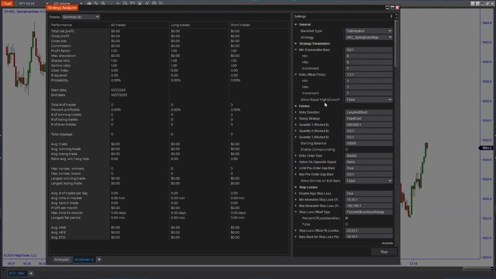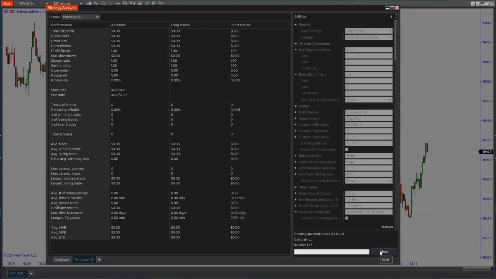So now the first thing that I want to optimize is, I'm going to set this larger, so let's set it to 3. I'm not going to optimize for that yet. The first thing I want to do is just look at consecutive bars. What's the difference? We're going to go 3 to 10. Well, let's just keep it at 8 by ones. And then I'm going to optimize that first. Okay, so I'm going to go in here and let's run it. And then we're just going to take a look at it.